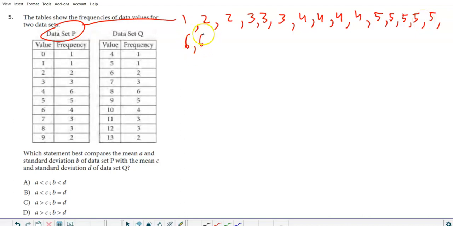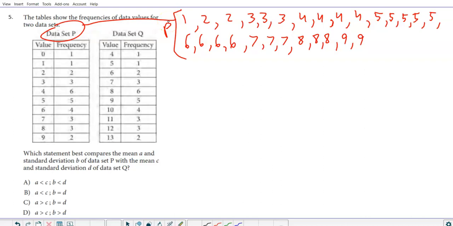This is still all set P here. I just want you to have a visual picture of what you're thinking about. There are 3 sevens. There are 3 eights. And there are 2 nines. Okay, so that is set P right there. All of that is set P, all those values.